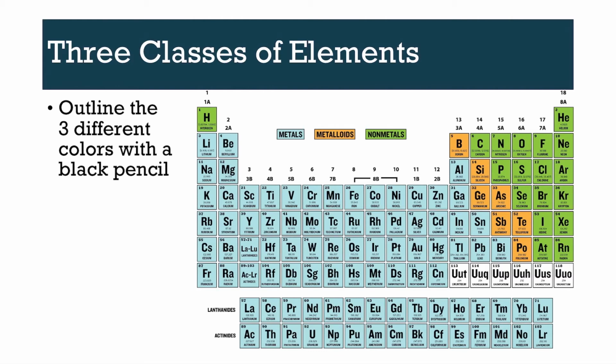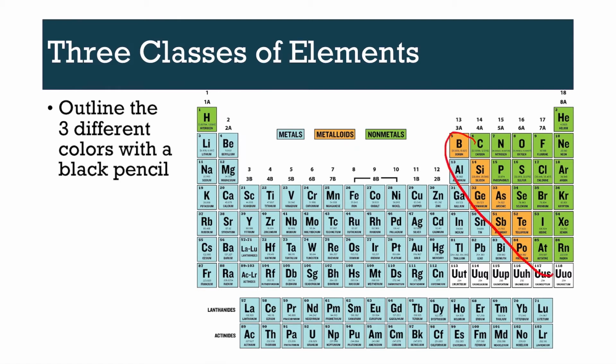Moving forward, we have 3 classes of elements: metals, nonmetals, and metalloids. So here would be a good time to pause this and outline the different sections on your actual periodic table. So we're going to color code this, and I highly recommend that you do this on your own as well.